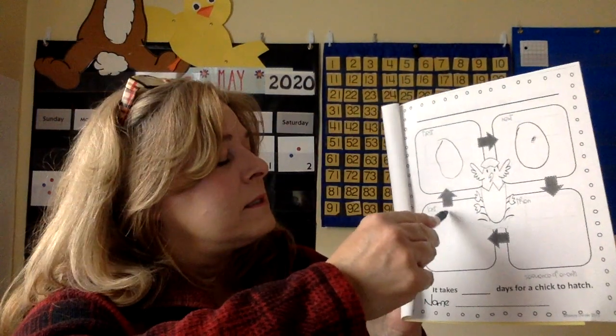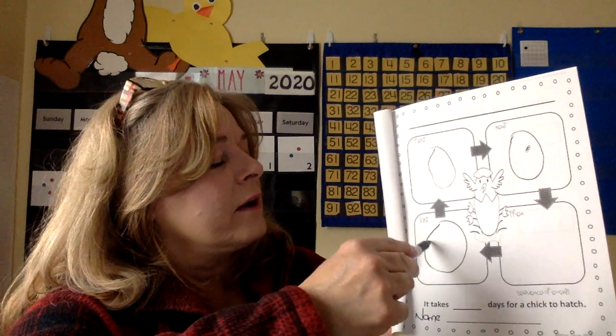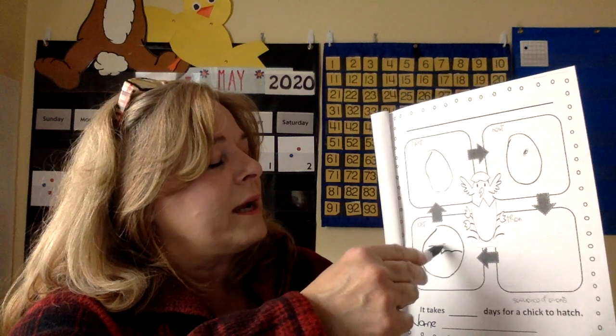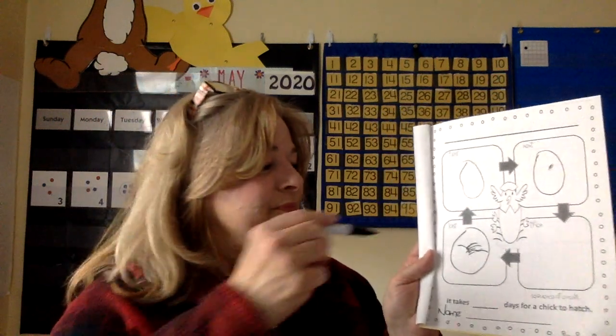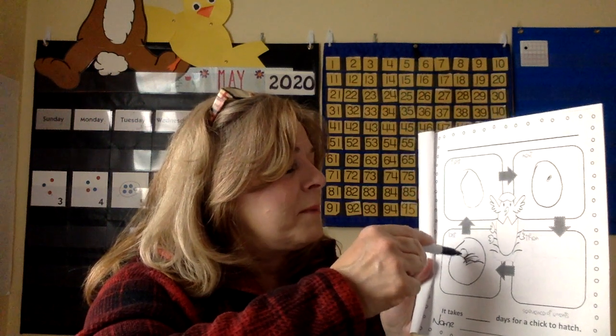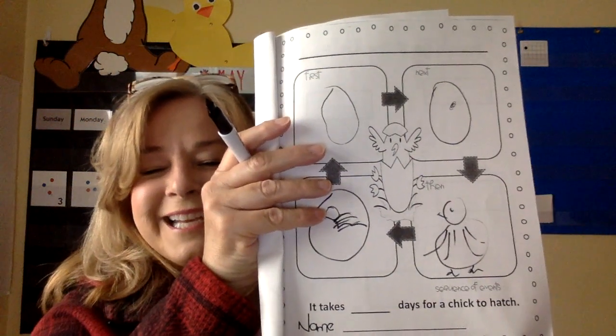So here it is. Here's the egg. And you're going to have a crack. And then you might even have the feathers sticking out of the crack. And maybe you can even put a little beak in an egg like the chick is trying to crack out. And then on the last, you have your baby chick.